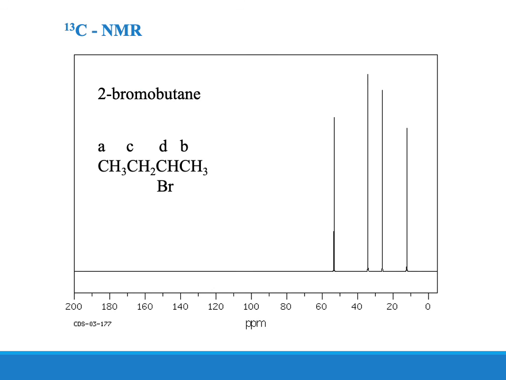At the end, this is the example for C13 NMR, where we have four different carbons. That's why we have four different peaks. CH3 as A, CH2 as B, C, and CH as D, and CH3 again on the other side, because this is asymmetric. So A and B are different. As you see, A and B are separated in the graph, and this is the C13 NMR.